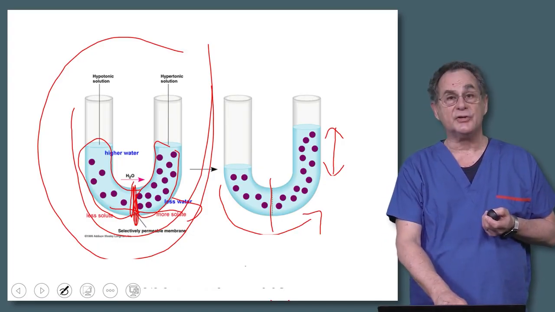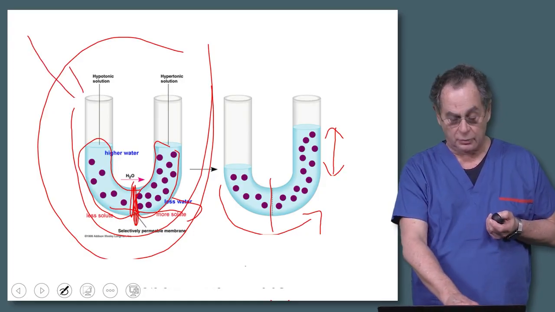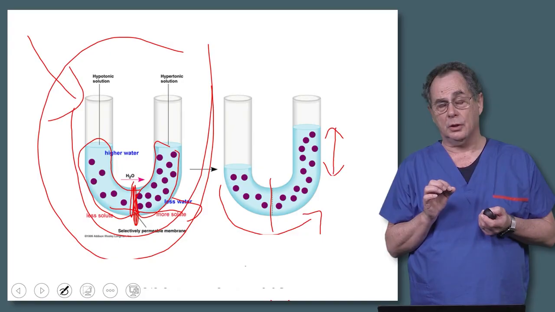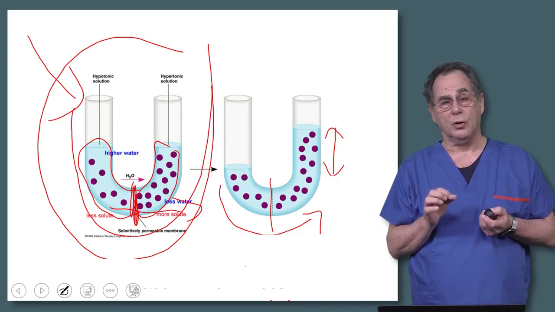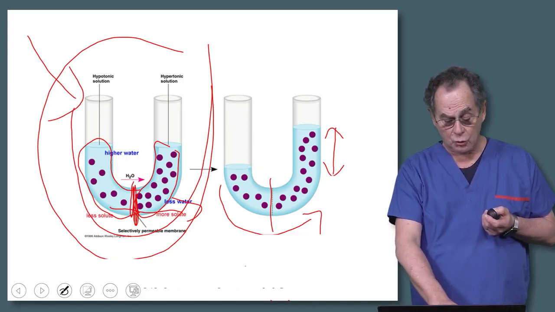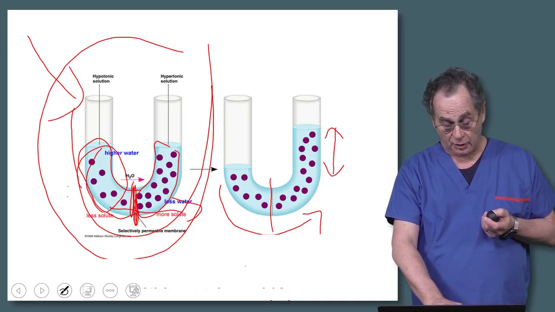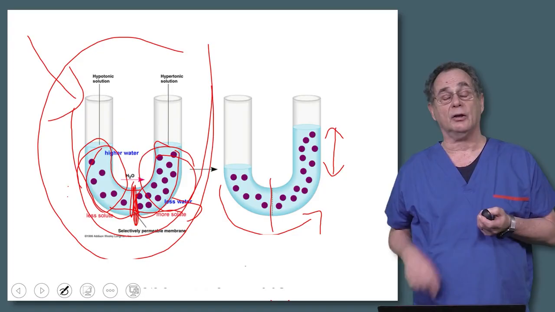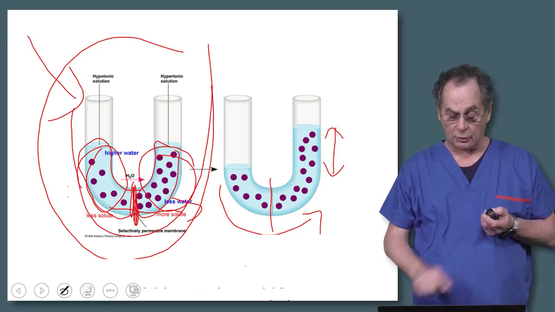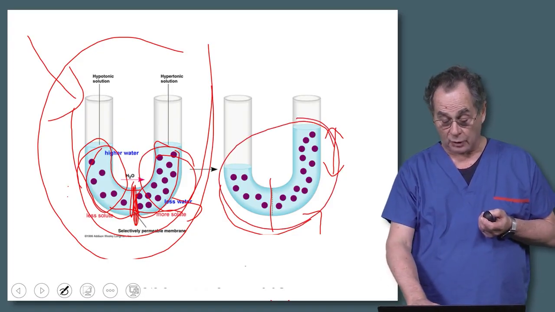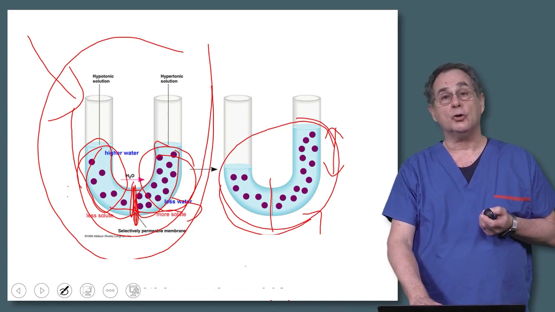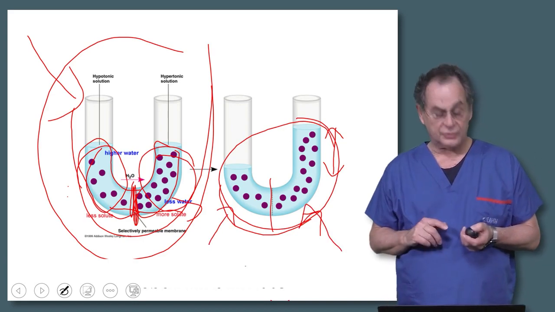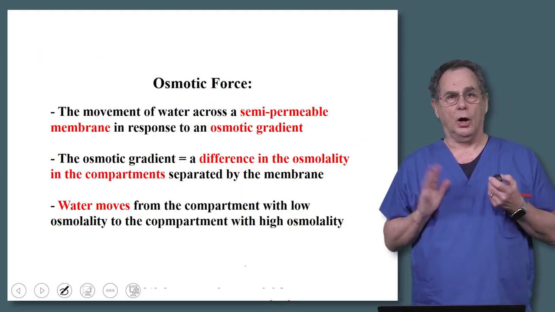In this particular example on the left-hand side, cells can't tolerate an osmolar gradient across the cell membrane, and water will move from this compartment of a lower osmolality to another compartment of a higher osmolality through aquaporin channels to normalize, or at least make sure that the osmolality is similar in each compartment. And we'll come back to this. So, osmotic force.